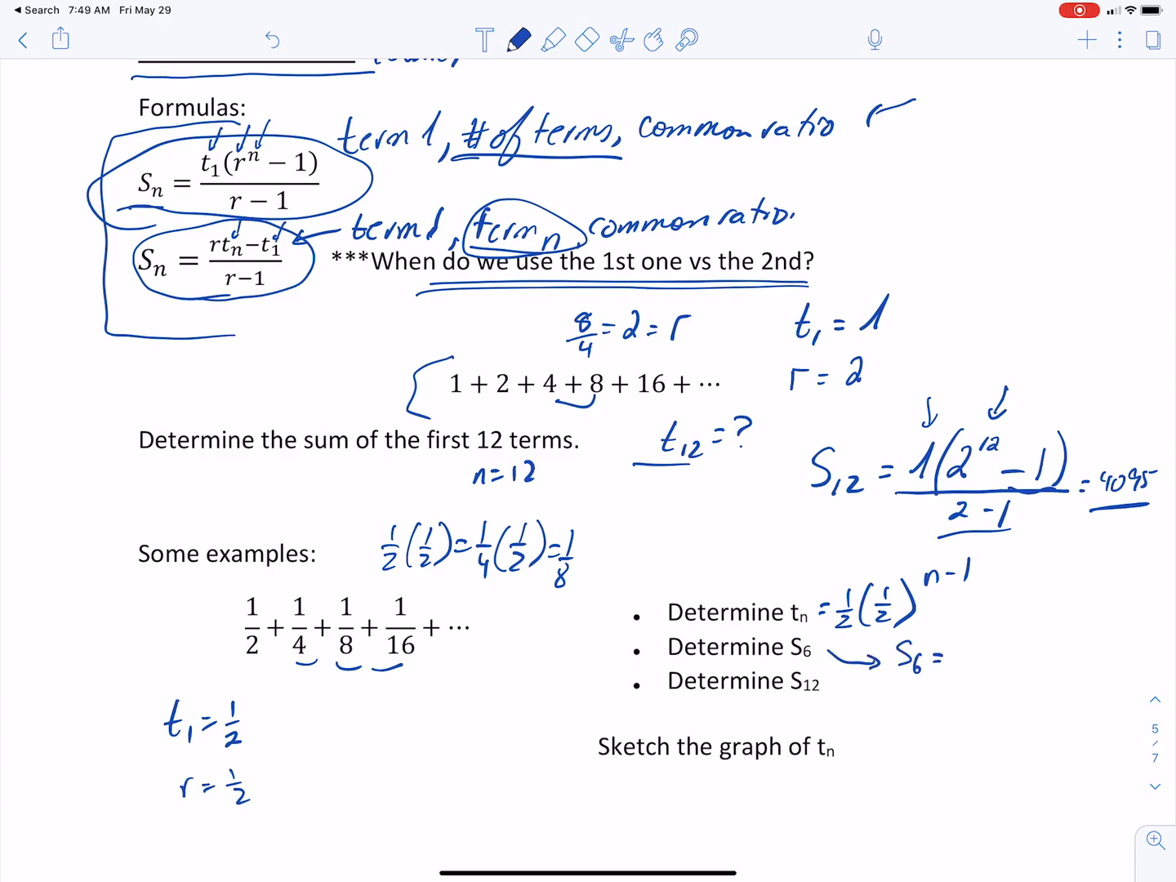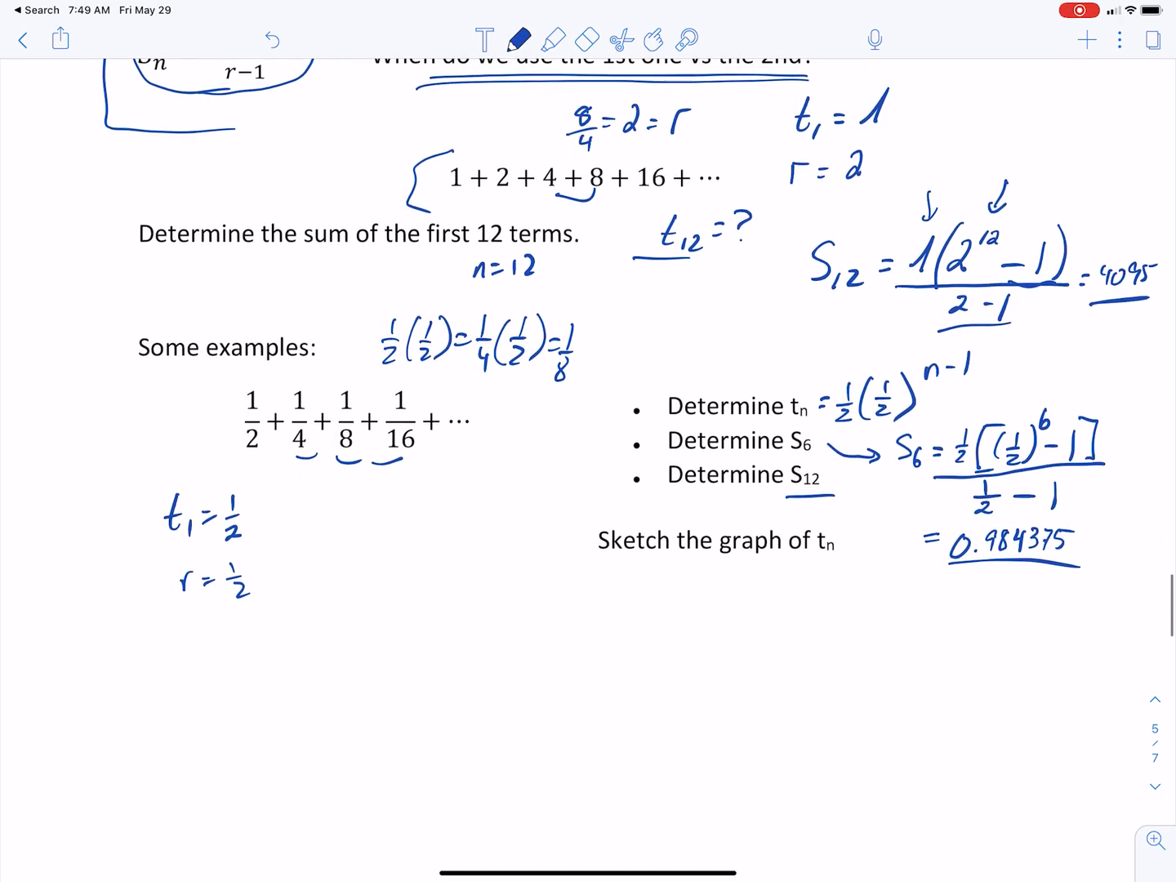What is the sum of 6 terms? The sum of 6 would be term 1 times the common ratio, so I'm going to put it in brackets like that, to the power n, take away 1, divided by r minus 1. I'm using, again, this formula here. That's going to give me kind of an ugly decimal in my calculator. It is 0.984375. 12 terms is going to be even uglier, so let's just skip that and look at what else we have.